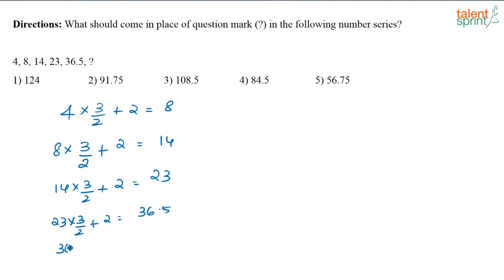And so 36.5 into 3 by 2 plus 2, what is that? 56.75. So this is one way to approach it: multiply by 3 by 2 plus 2. Got it?